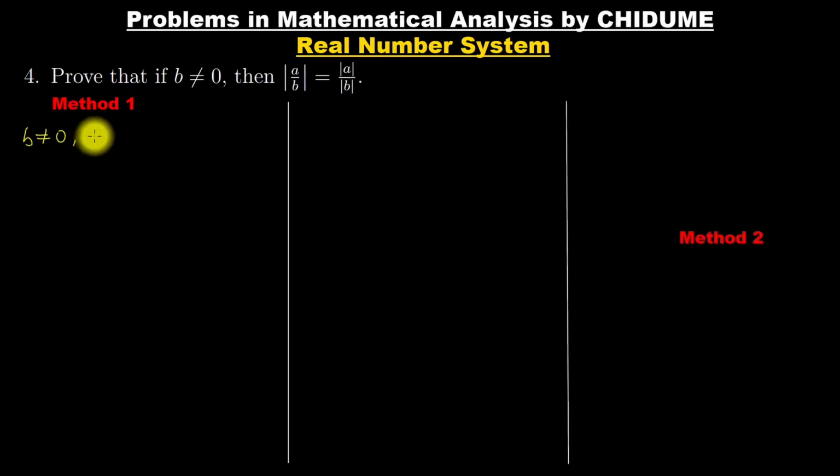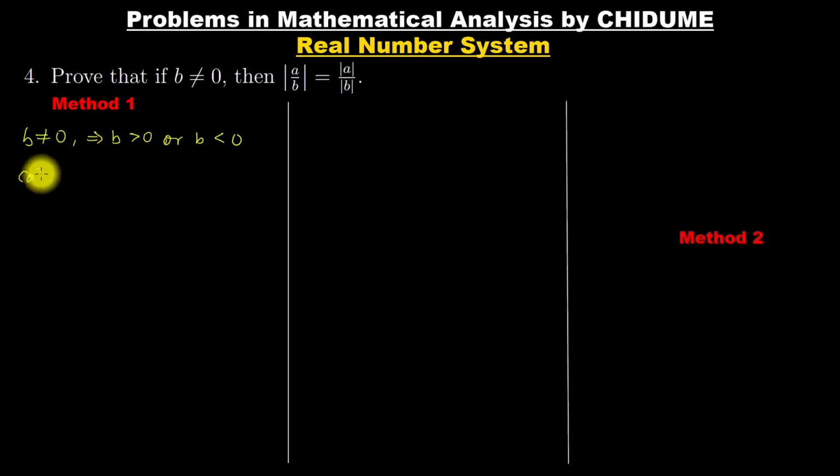That implies that we have b to be greater than 0, or we should have b to be less than 0. You can remember that if I give you any real number, it's either greater than 0, or less than 0, or equal to 0. But here the number is not equal to 0. That means we have only 2 cases left. It's either the number is positive or the number is negative. Now, here we can break this into 4 different cases.